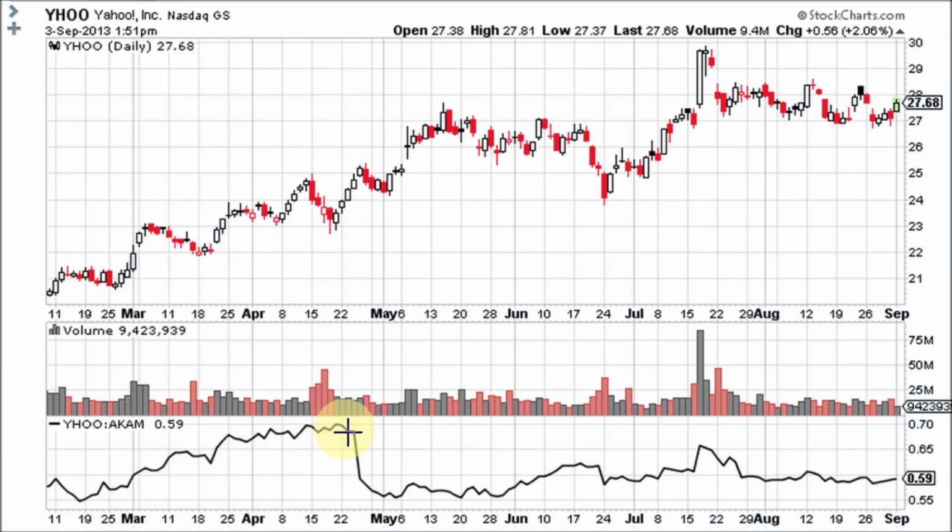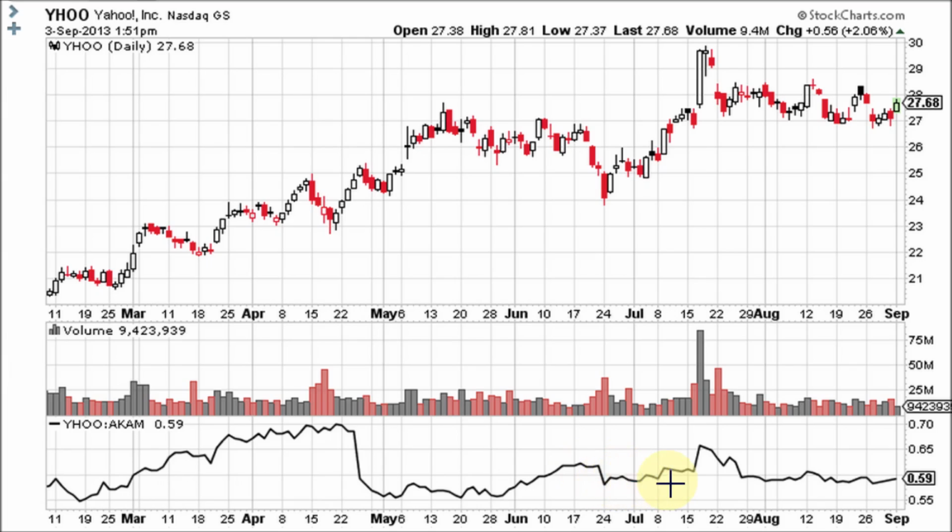Now Akamai had an earnings release on this date and it gapped up $4 or $5 at the open the next day. Therefore, Yahoo became seriously underperforming compared to Akamai. And then after Akamai settled down and pulled back a little bit because it had gapped up very big at the open the day after earnings, right here, Yahoo broke above some areas of resistance and started to outperform Akamai.